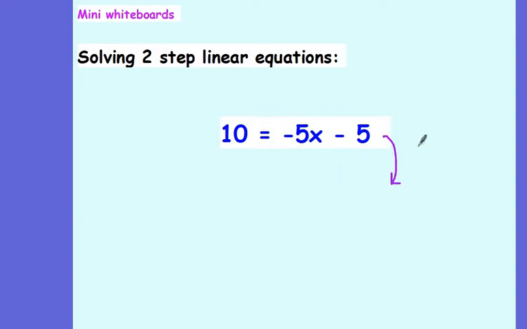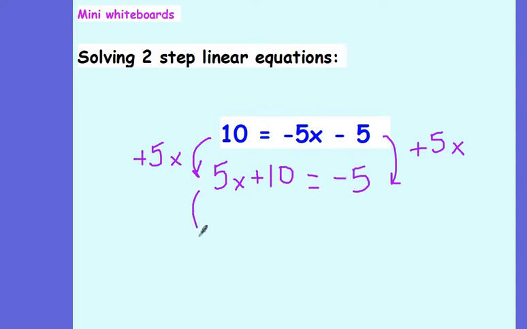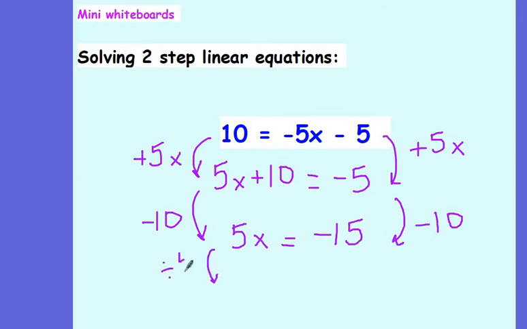Okay, I'm going to start by adding 5x to both sides, just to make my life a little bit easier. It looks a lot nicer then. I haven't got this negative 5x. That gives me 5x plus 10 equals negative 5. I'm then going to subtract 10 from both sides, which gives me 5x is equal to negative 15. Dividing both sides by 5 gives me x is equal to negative 3.